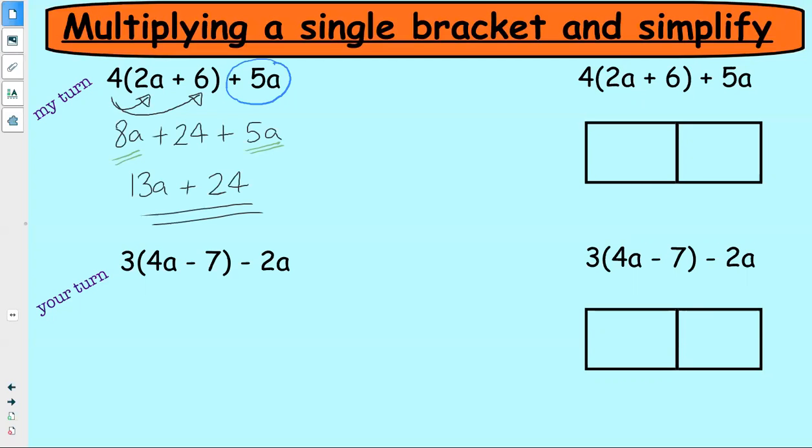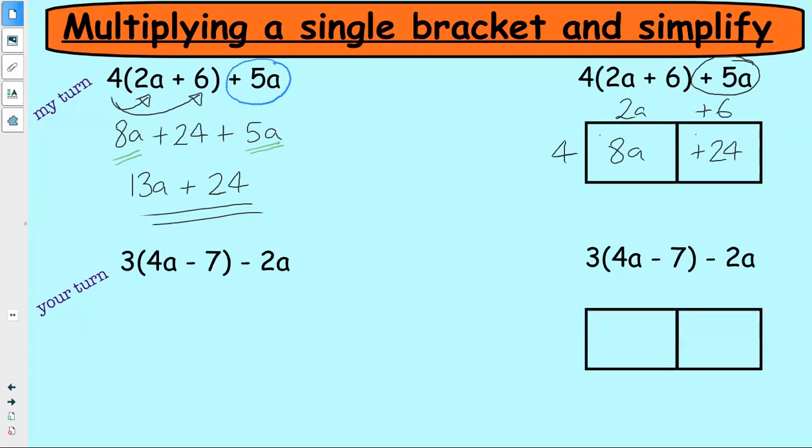Your 24 doesn't change. Again, I'll do it with the box method, so I've got 2a and a positive 6, 4 outside here. So this first part, the first box, so 4 multiplied by 2a is 8a. In the second box, 6 multiplied by 4, or 4 multiplied by 6, a positive 24. I've almost ignored that 5a.